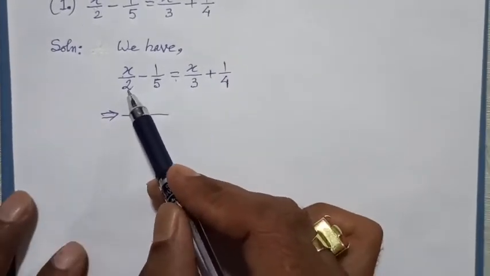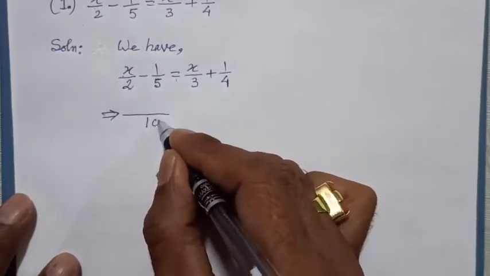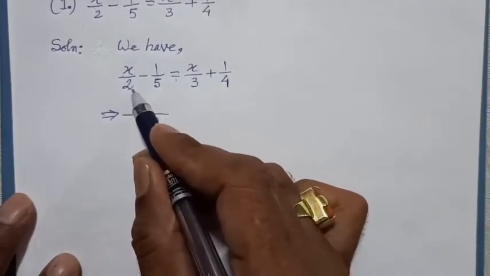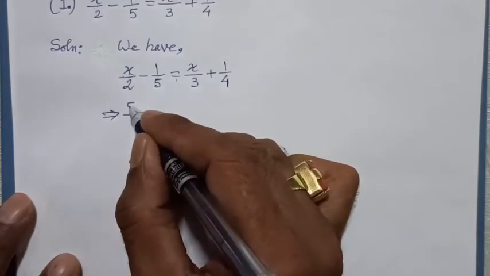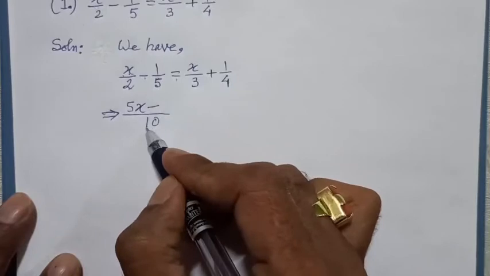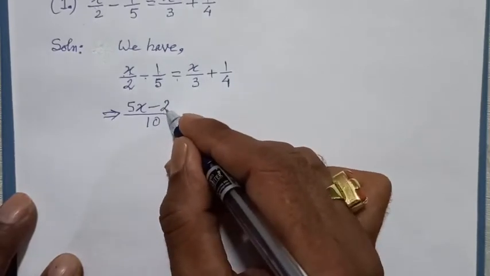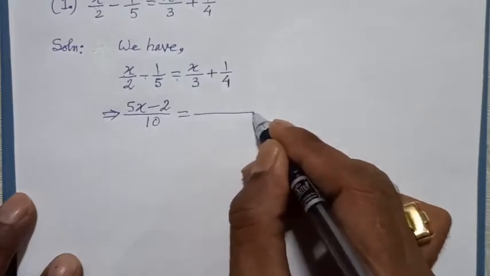First we have to take the LCM of 2 and 5. The LCM of 2 and 5 is 2 times 5, which is 10, so the LCM is 10. 10 divided by 2 is 5, 5 into x is 5x. Then the minus sign. If 10 is divided by 5, then we are getting 2. 2 into 1 is 2. Minus 2 is equal to 3 and 4.